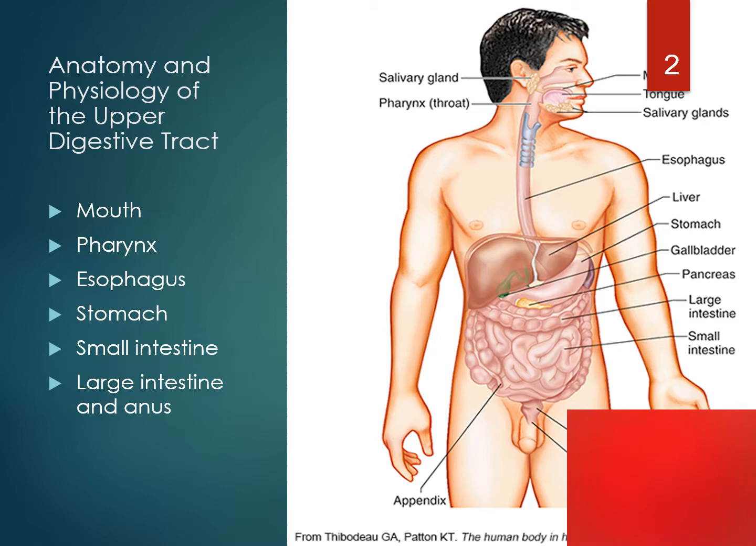Then the salivary glands will secrete saliva. It's a watery substance that contains amylase, and this initiates the breakdown of carbohydrates. When the food bolus is swallowed, the tongue will force the food into the pharynx. This is a muscular structure that joins the mouth and the nasal passages to the esophagus. The epiglottis will cover the trachea during swallowing to help prevent food and fluids from entering the respiratory tract.